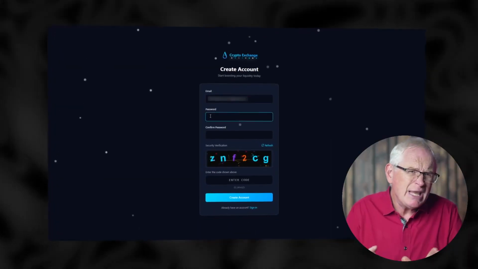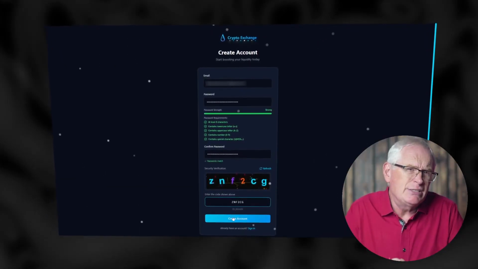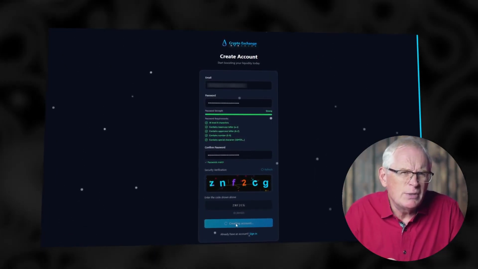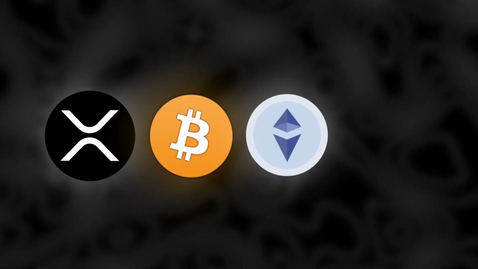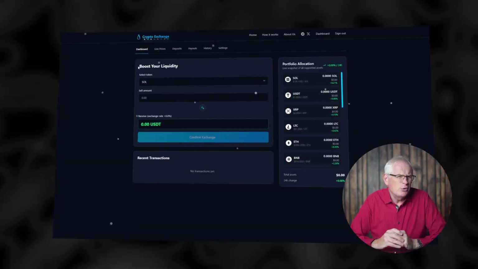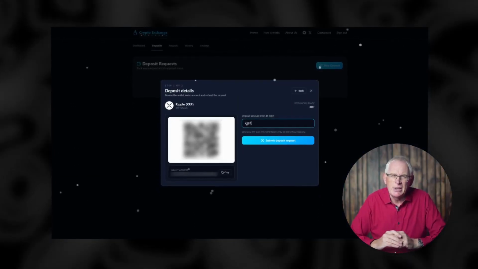1. Create an account on the platform. It's a standard sign-up, nothing complex. Once inside, you get access to tools that monitor real-time price gaps across connected exchanges. 2. Select the asset you want to work with, XRP, BTC, ETH, SOL, or any other altcoin you're comfortable with. 3. Deposit that asset to the platform's wallet.